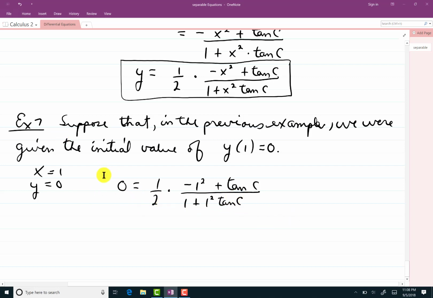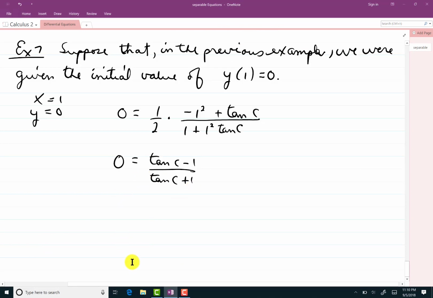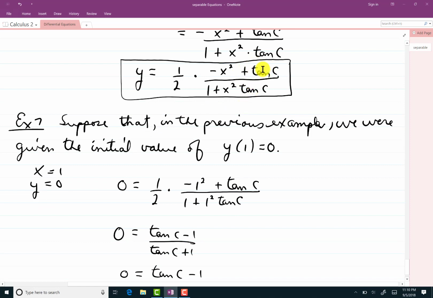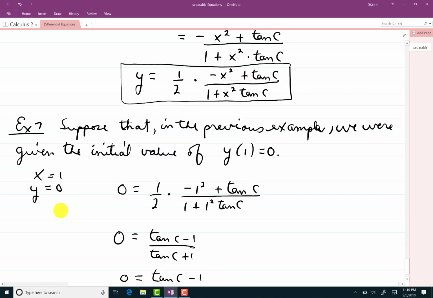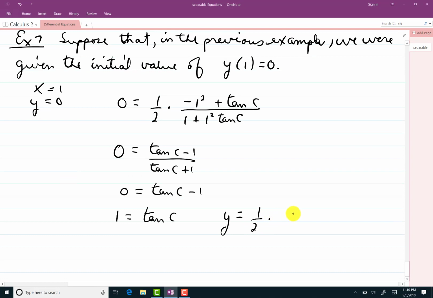Of course, since there's a 0, I can multiply through the 2 easily. Had I known this earlier, I would have done it earlier, but I suppose you didn't know that till now. So multiply through by 2, and I'll get tangent of c minus 1 all over tangent of c plus 1. Multiply both sides by this numerator, and I'll get 0 equals tangent of c minus 1, or if you want, 1 equals tangent of c. I really don't even care about what c was. My solution had tangent of c, so I can put 1s in these spots. And so that will give me my new solution. Y equals 1/2 negative x squared plus 1, or 1 minus x squared divided by 1 plus x squared.